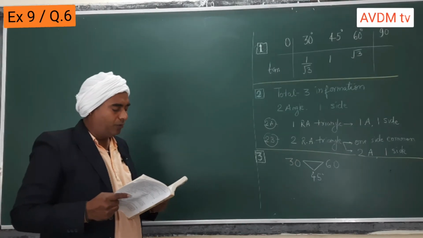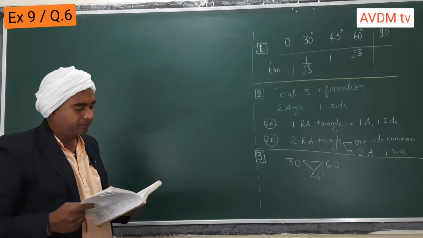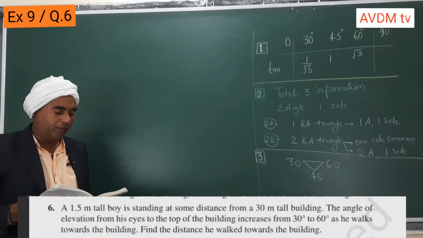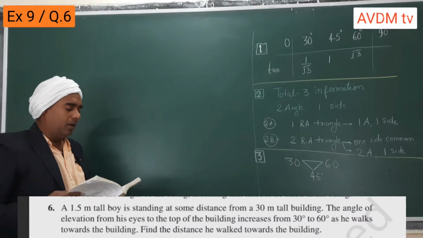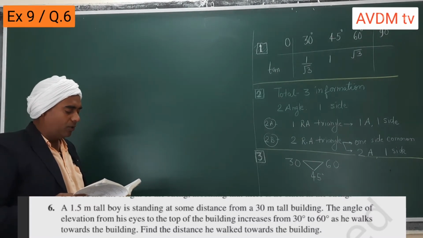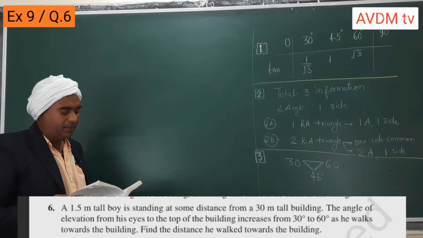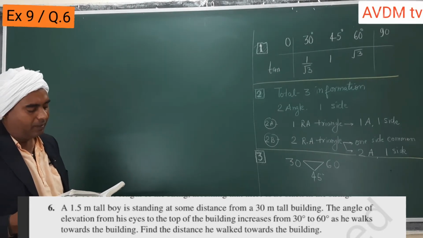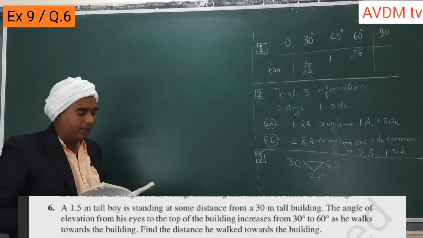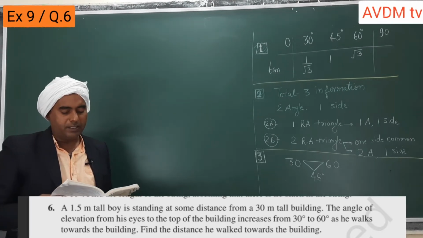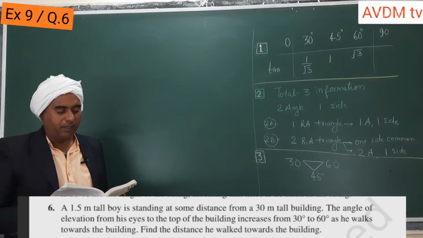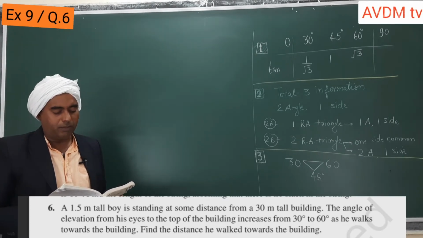Page number 204, question number 6. The most important thing is to draw the figure. So read the question. A 1.5 meter tall boy is standing at some distance from this 30 meter tall building. The angle of elevation from his eye to the top of the building increases from 30 degree to 60 degree as he walks towards the building. Find the distance he walked towards the building.